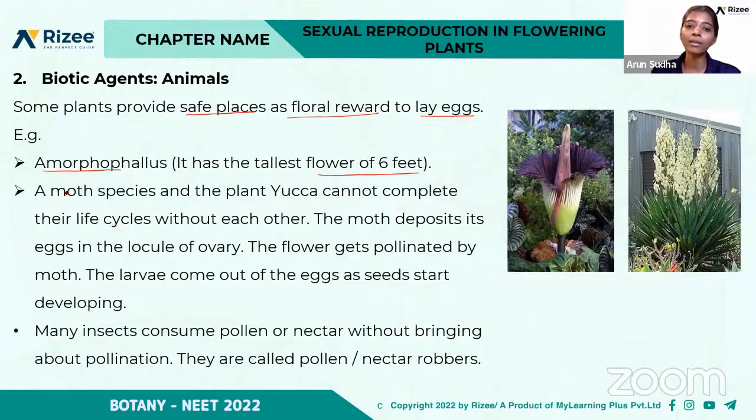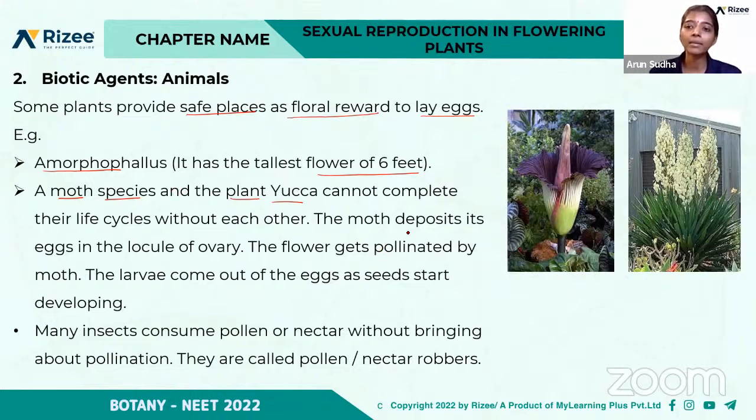Okay. Another example is a particular type of moth that lives with the plant called yucca. Both of them live in a symbiotic association. They cannot complete their life cycle without each other. So both are dependent on each other, right?